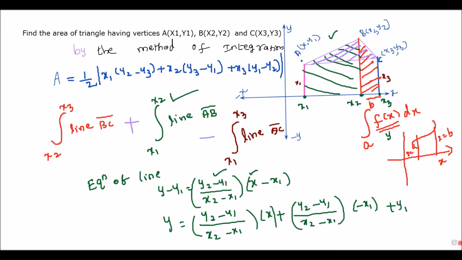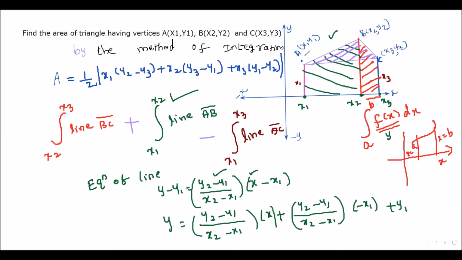So I'm continuing in the next page. Let me take down what we have written there. So I'm doing first the line AB. The line AB we are doing. And the line AB, let me check here, is varying from x is equal to x1 to x2. So my integration is from x1 to x2.